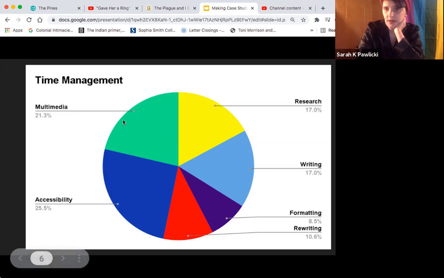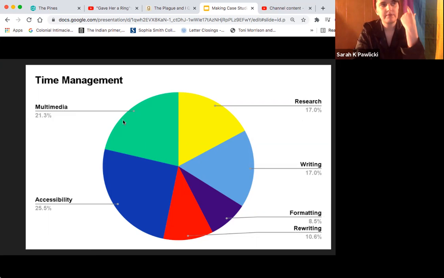Finding multimedia, so that would be photographs, podcasts, videos, etc., usually takes me longer than conducting the usual kind of standard foundational research for the site. It's difficult sometimes to find particularly podcasts and videos that are accessible, and that can sometimes create a more time-consuming process than one might initially expect.